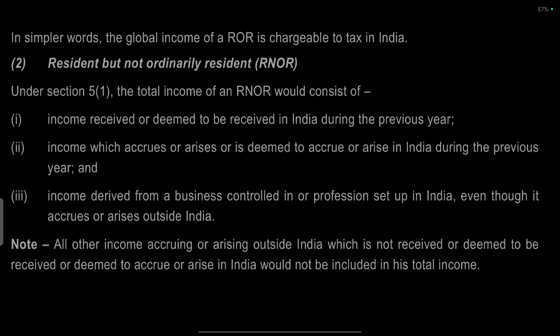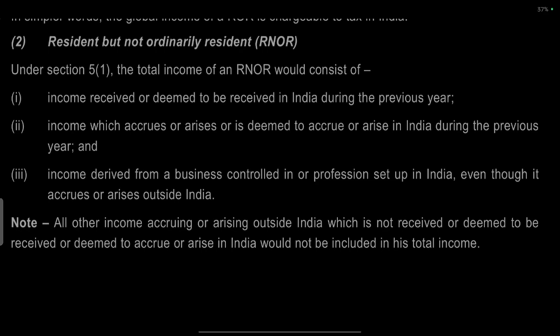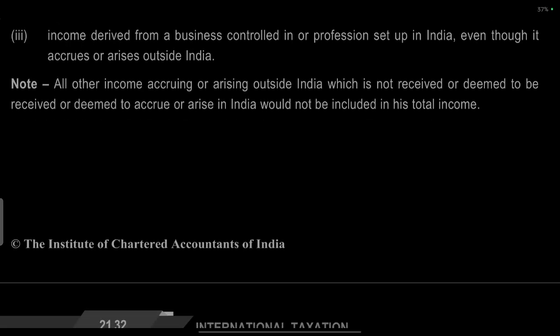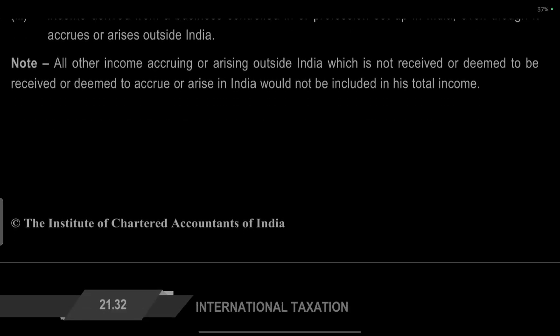Resident but not ordinarily resident: under Section 5(1), the total income consists of income received or deemed to be received in India during the previous year; income which accrues or arises or is deemed to accrue or arise in India during the previous year; and income derived from a business controlled or a profession set up in India, even though it accrues or arises outside India. All other income which accrues or arises outside India, which is not received or deemed to be received or deemed to accrue or arise in India, would not be included in the total income.